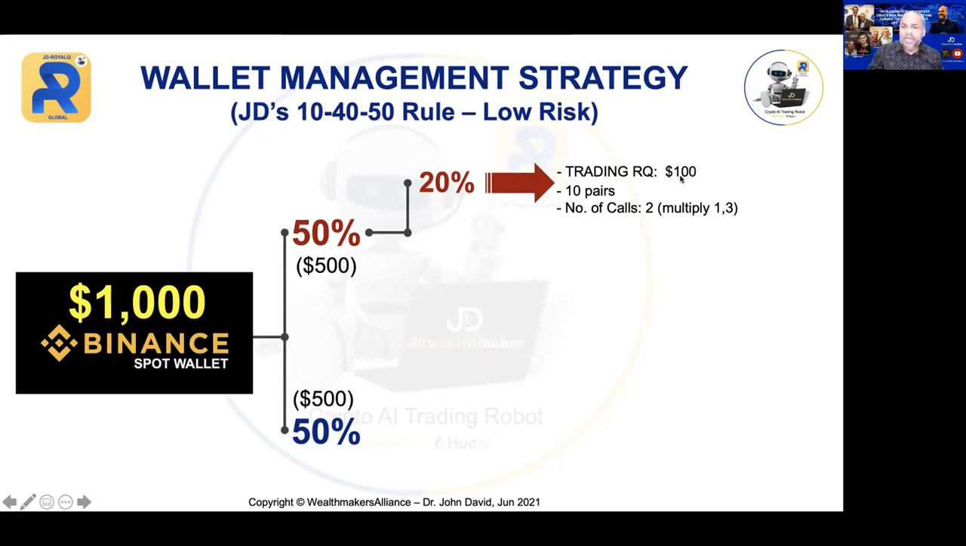Now, $100, if each of the pair is $10, I can open how many pairs? 10 pairs or 10 different currencies. The number of calls that I'm going to use here is 2, and the multiplier is 1 and 3. I will explain to you shortly what this is. Don't get confused, just wait a while. This is basically the strategy I'm going to use for my low risk.